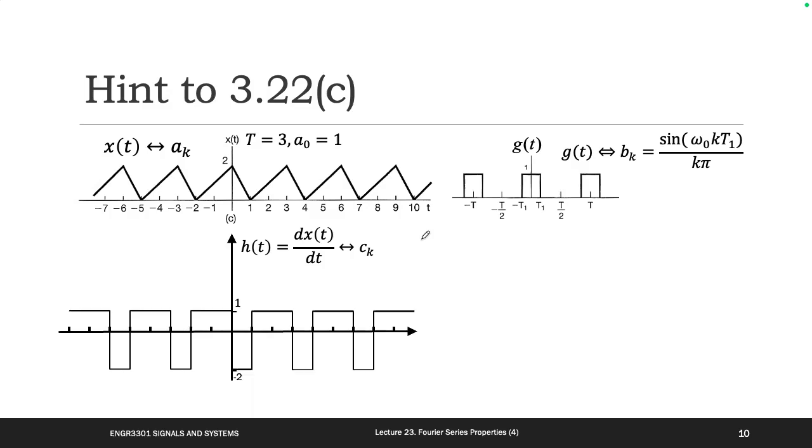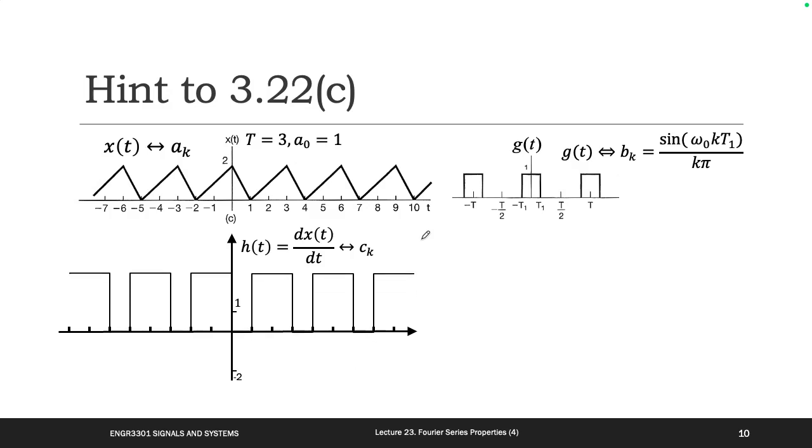But for this one, you can easily find it, right? And for this one, you can see from negative T1 to T1, it is 2, right? Which means T1 should equal 1, and this is negative 1. That makes sense to you? Yeah, and the period is just 3, right?